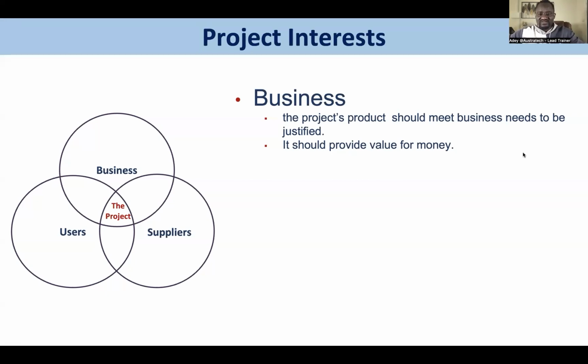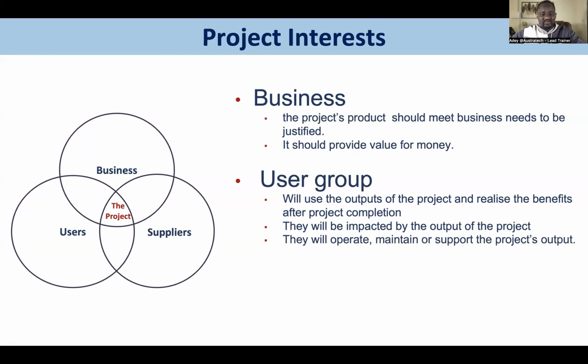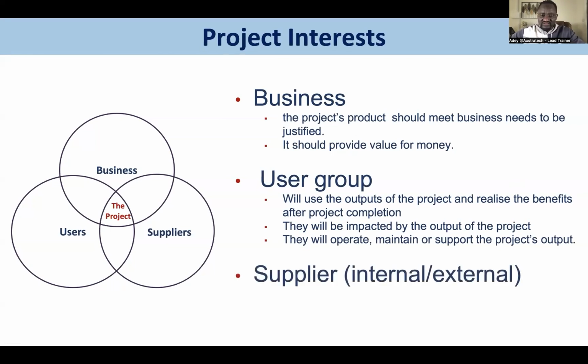management. And we've sort of established that the user group are the ones that will use the outputs of the project. They will realize the benefits once that project is completed, and they will be impacted by the output of the project, and they will operate, maintain, or support that project's output. And the final ones that we talked about is your suppliers who will provide the necessary skills and produce the project's product.